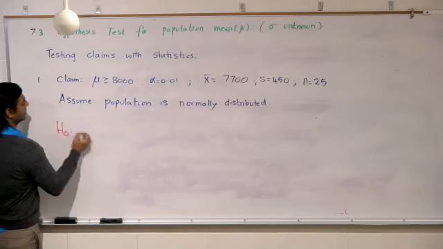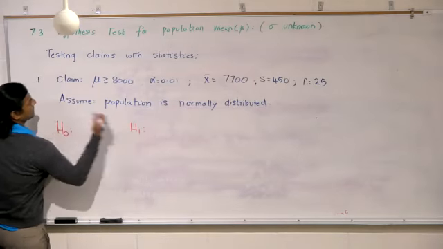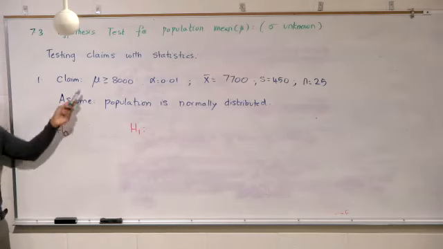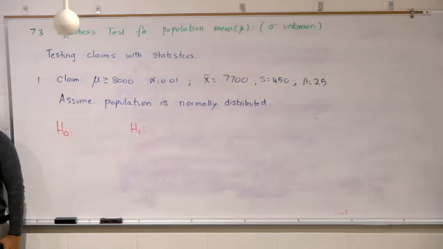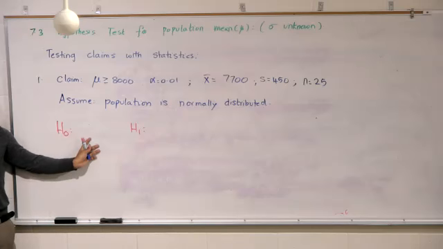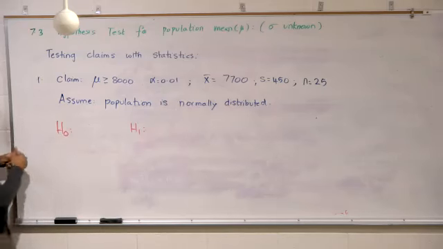So, null, alternative. Where should that statement go? Mu greater than or equal to 8,000. The null, why is that? Because it has the equal sign.